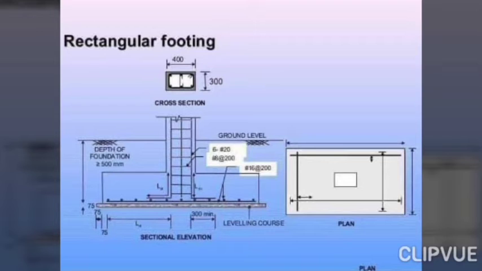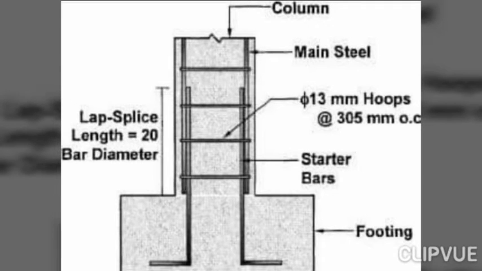In the sectional elevation, the depth of foundation, the ground level, the leveling codes, everything is being mentioned. So you can see the column, the main steel, the hooping, the starter bars, and where the actual footing lies. We can see the lap splice length and the bar diameter. So it's a detailed forecasting of what are the elements that a footing actually contains.